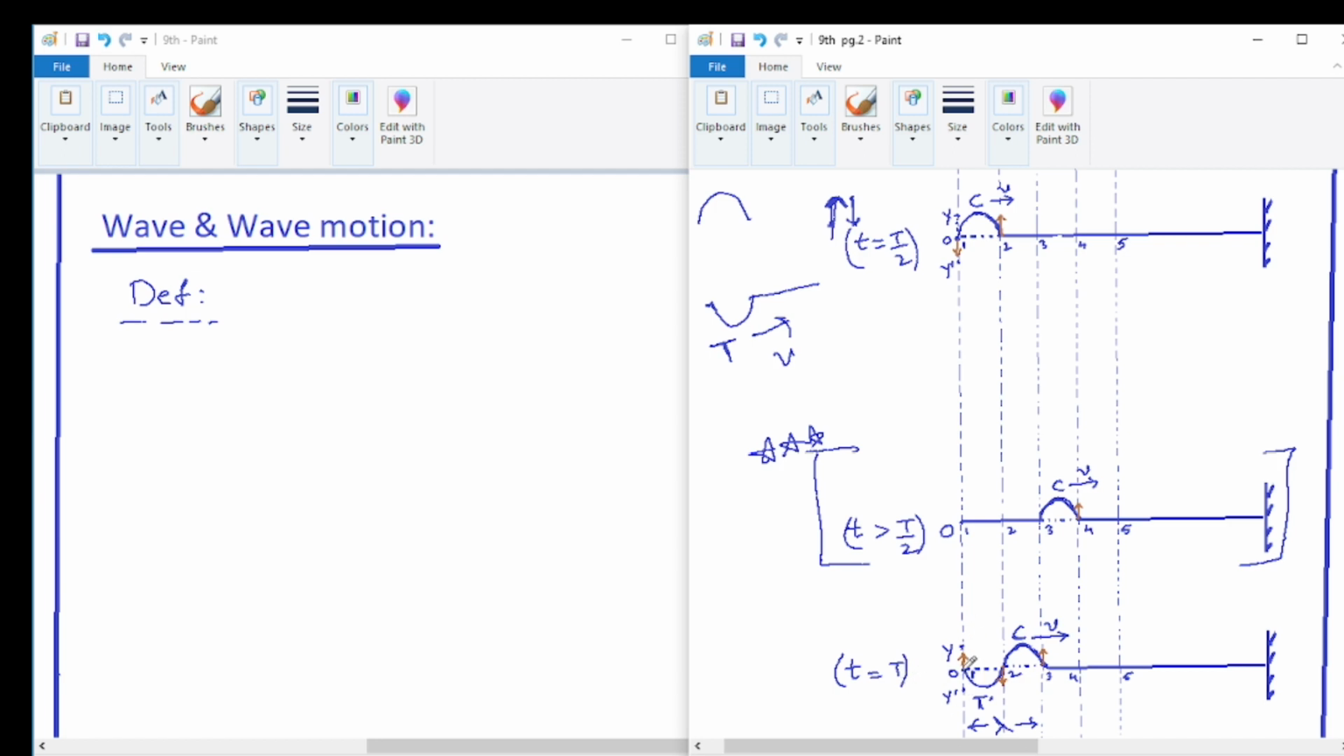For example, now particle 1 has completed one time period, which means one vibration is completed. But how have we completed this one vibration? First we moved particle 1, the left end of the string, upward and downward. That means the upper half of the vibration is completed. The upward jerk we gave, then a downward jerk is completed. That means the lower half of the vibration is also completed. That way one full vibration is completed. So this way also a vibration can be completed.